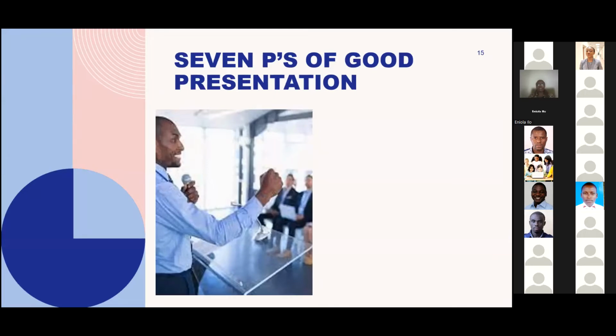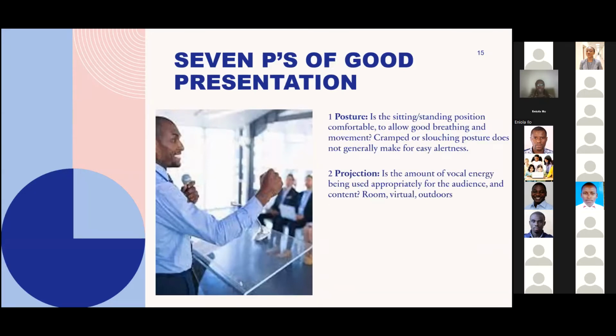And for us to look at a good presentation, I'm using the 7 P's. These are some of the tricks I give my broadcast students, but you'd want to use them. First is posture. Posture is how you're sitting or standing. Which position are you using? Are you comfortable? Try to change those positions until you feel comfortable, so that you're breathing properly, you're not cramped or slouching, and the posture is not distracting your communication process.